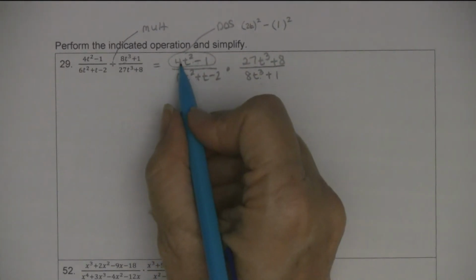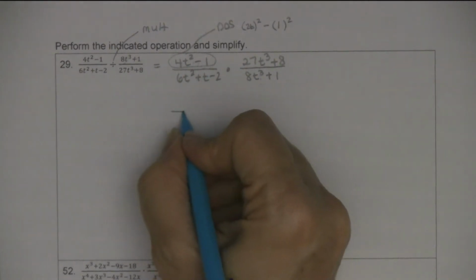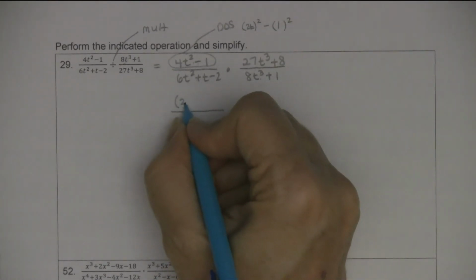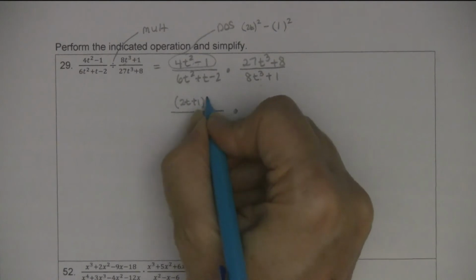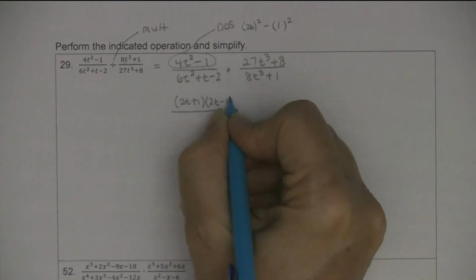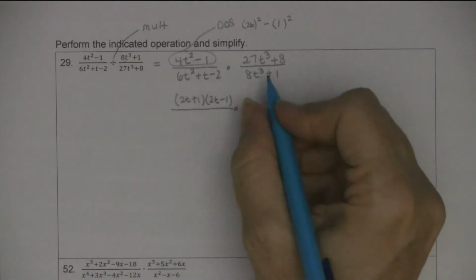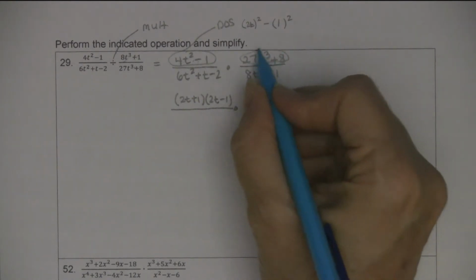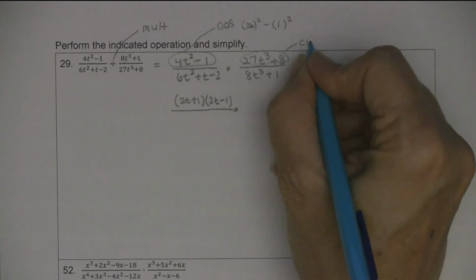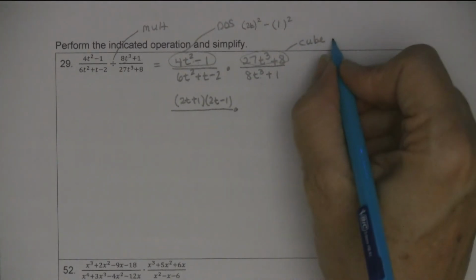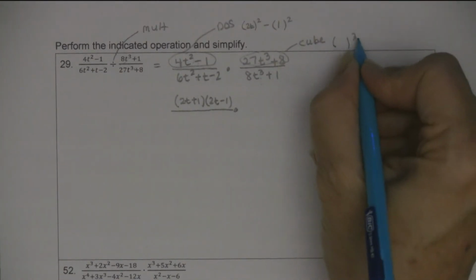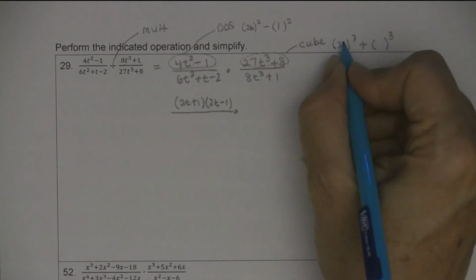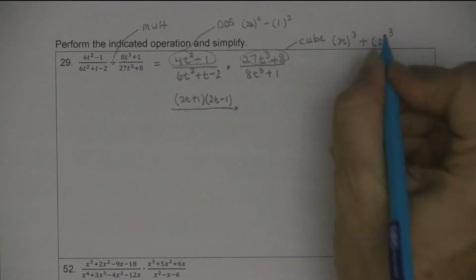So I'm going to put the factored form of it right here. So I'm going to have 2t plus 1, 2t minus 1. And then right here, this is a cube, is what it is. So I'm going to have to whip out my cube formula. So I'm thinking, what to the third plus what to the third? And so this is 3t and 2.